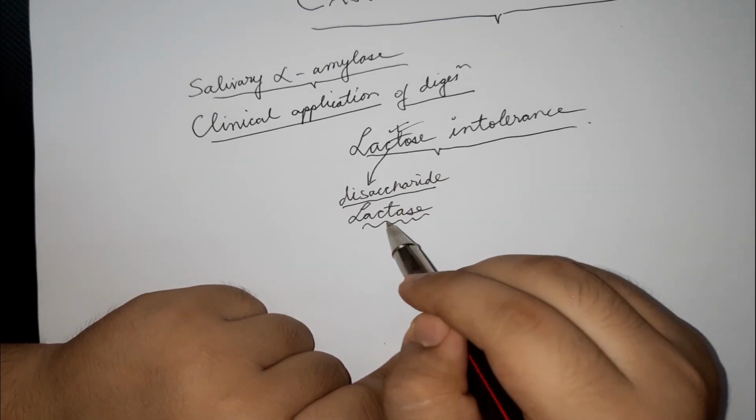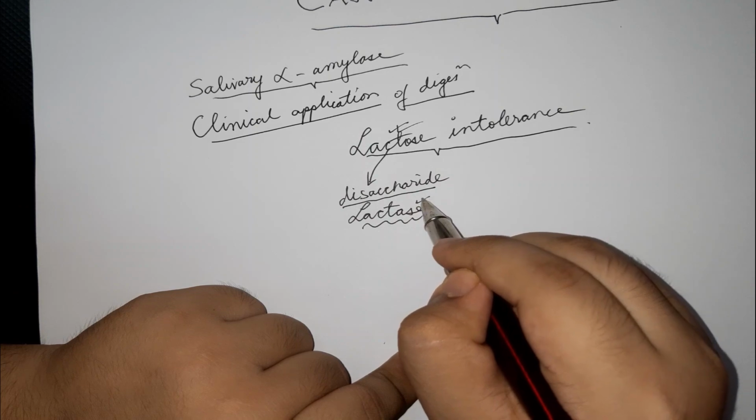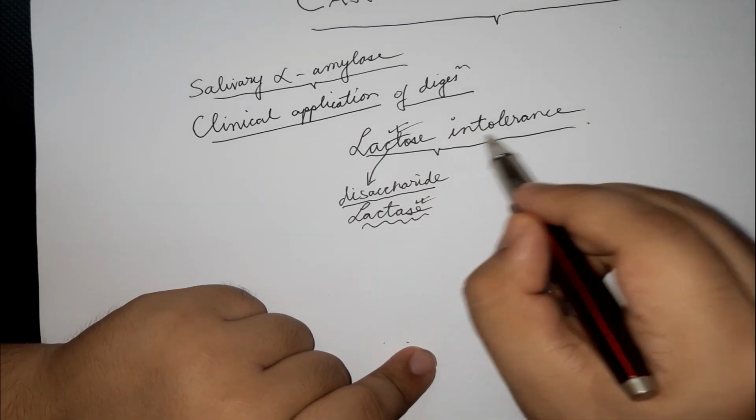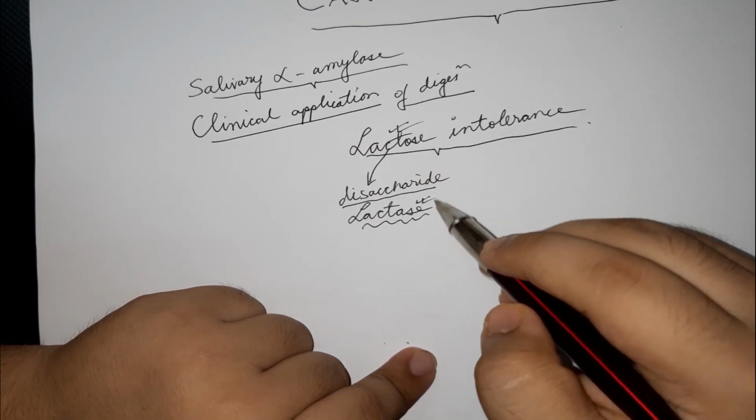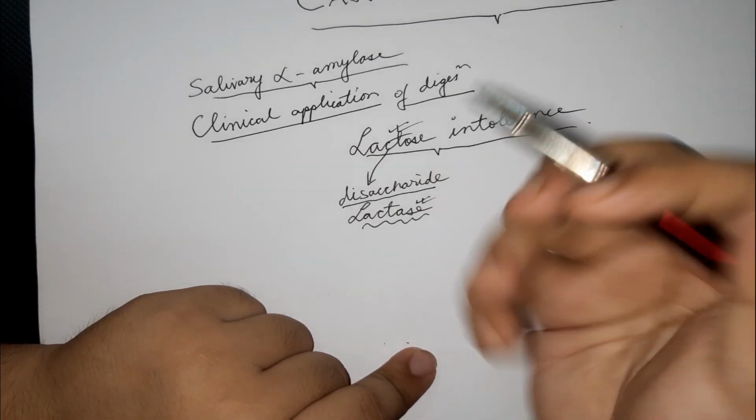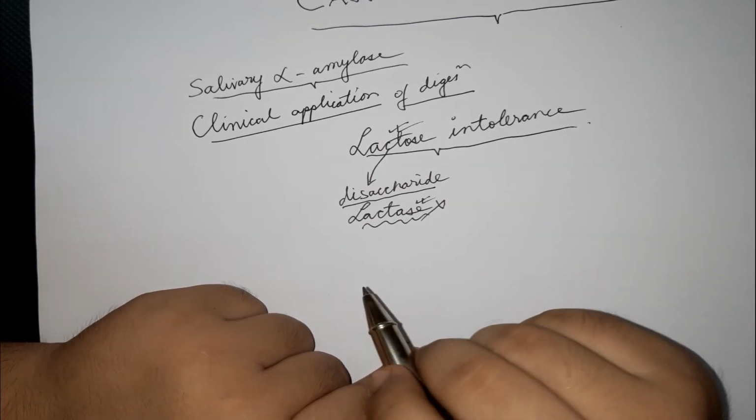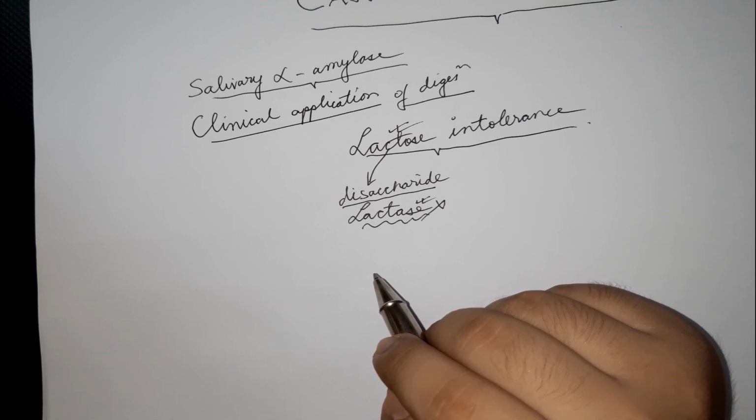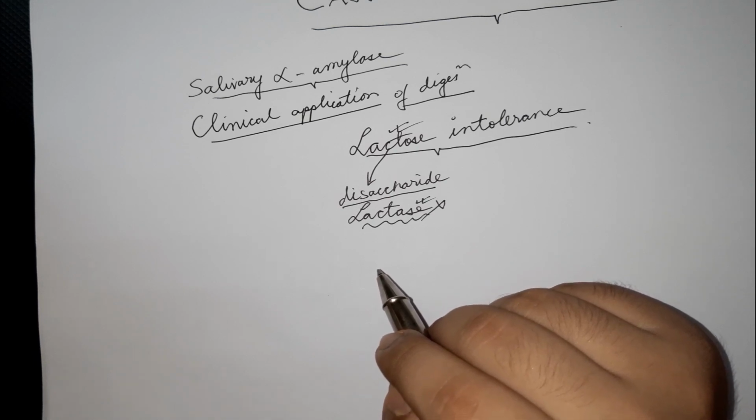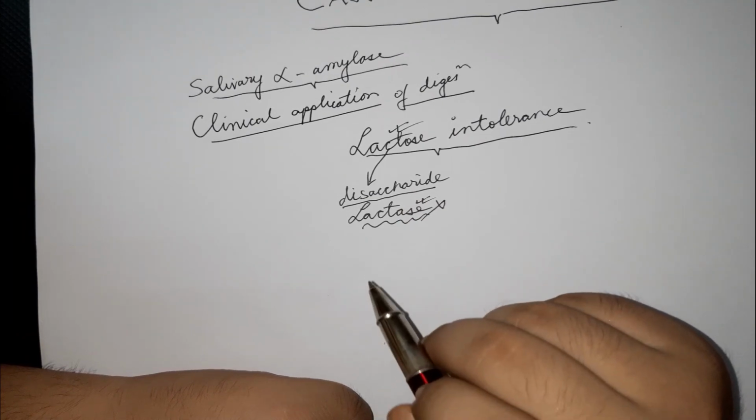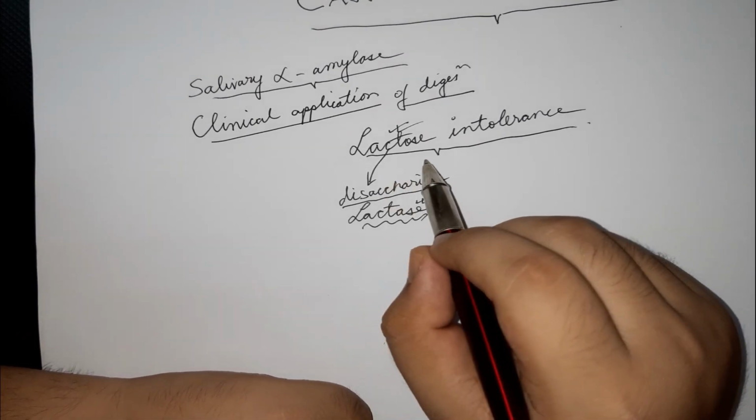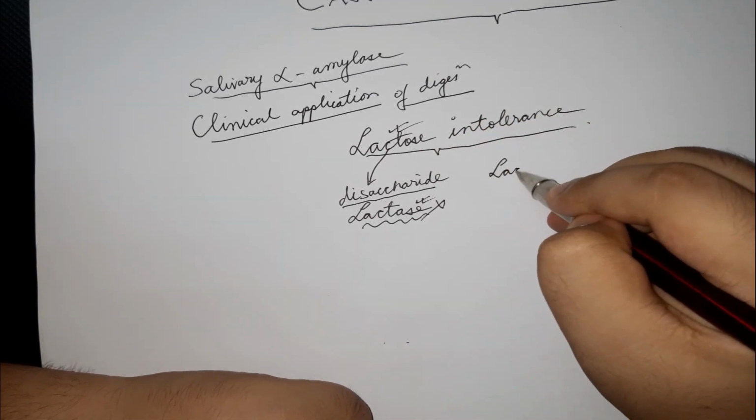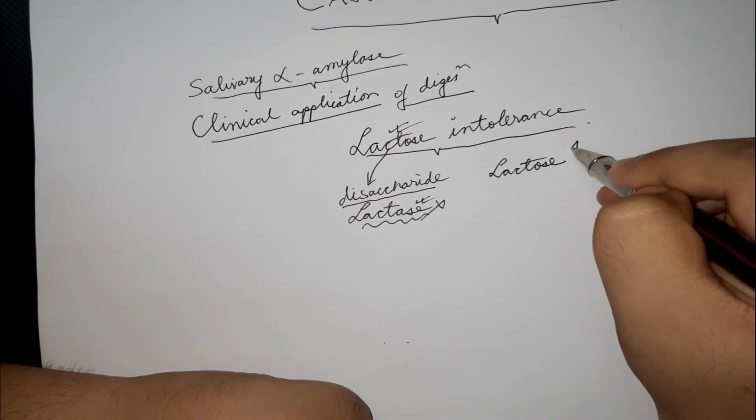So lactose is converted to galactose and glucose by this enzyme lactase, but in patients with this condition, lactose intolerance, very obviously this enzyme is absent. Lactase is absent, or it may also be deficient. If lactase is absent, then there is no enzyme to hydrolyze lactose. So what would happen is that this lactose will start accumulating.